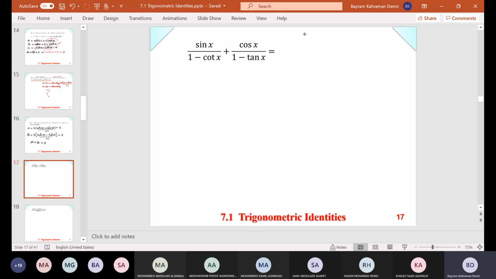Let's change cotangent and tangent in terms of sine and cosine. The first one is sine x divided by 1 minus cotangent. Cotangent is cosine x over sine x. And plus cosine x divided by 1 minus sine over cosine.